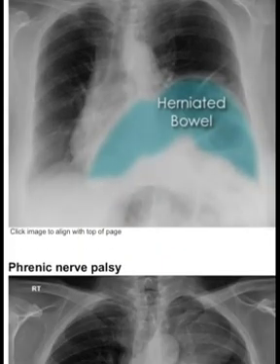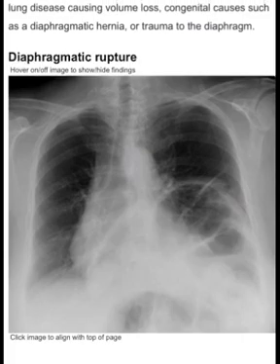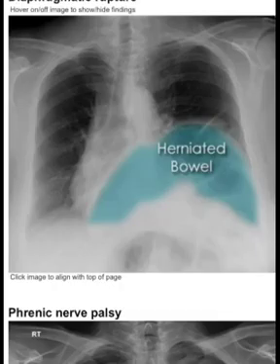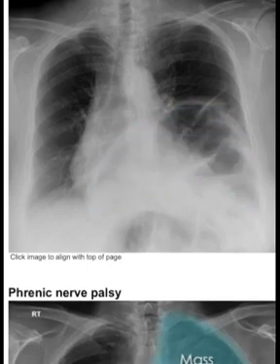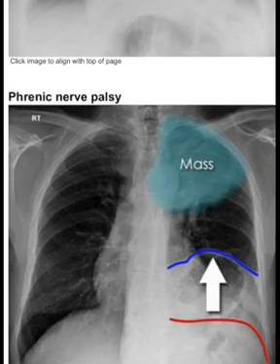Diaphragmatic rupture. The left hemidiaphragm is not visible. There is bowel in the left lower half of the left hemithorax. The mediastinum is displaced to the right. Clinical information: history of severe chest trauma. Diagnosis: left hemidiaphragmatic rupture with herniation of bowel into the left hemithorax.